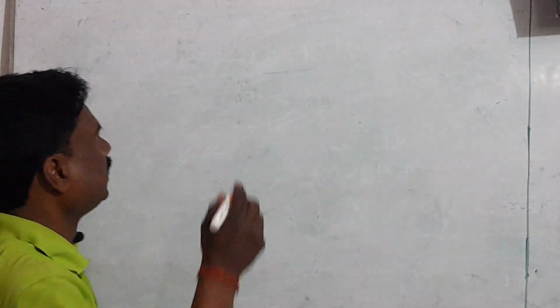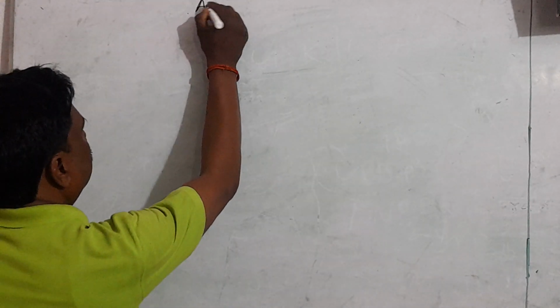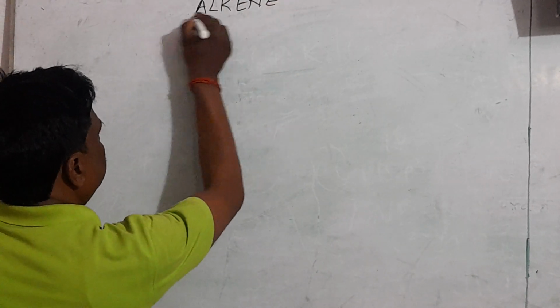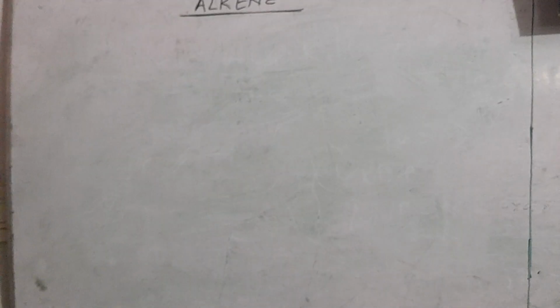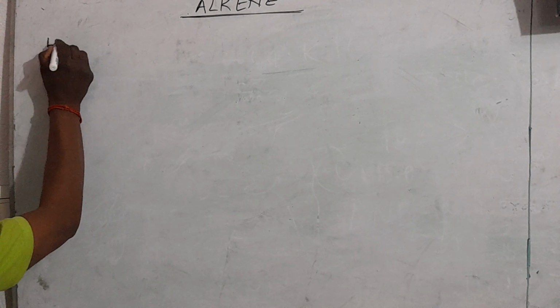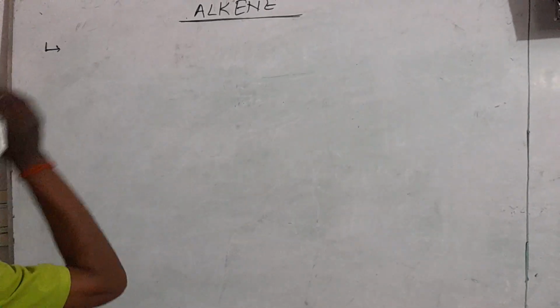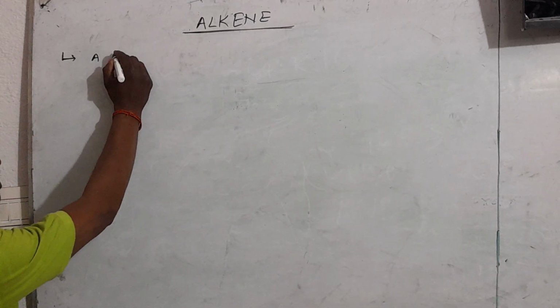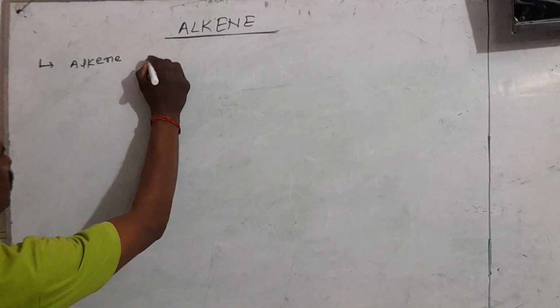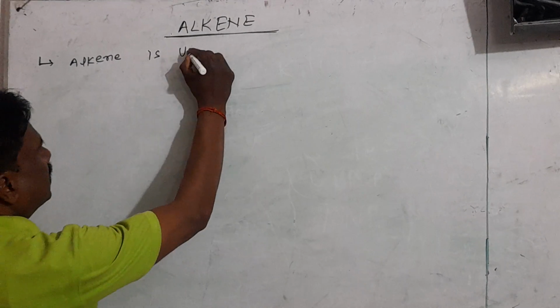Today we are going to discuss alkene. The main remembering point of alkene is that it is an unsaturated hydrocarbon. Alkene, not alkane. Alkene is an unsaturated hydrocarbon.